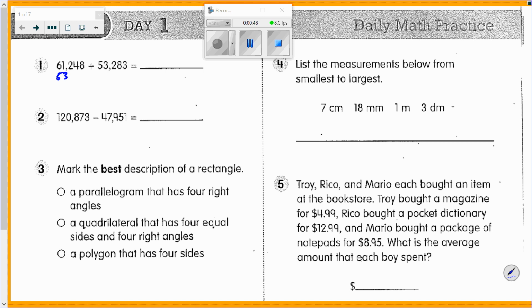So 53,283, add the 8 and 3, I get 11, carry a 1. 12, 13, carry a 1. 4, 5. 1 and 3 is 4. 6 and 5 is 11. Don't forget to put your comma. Total 114,531. Okay?